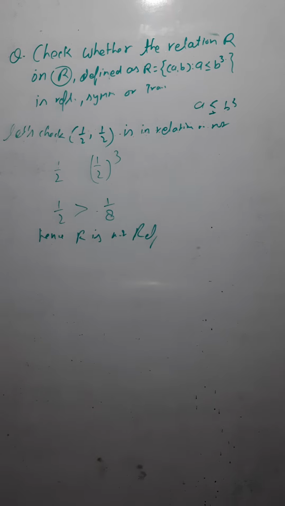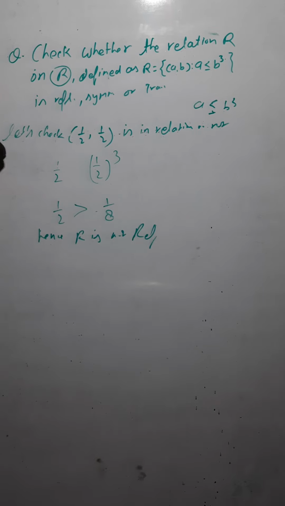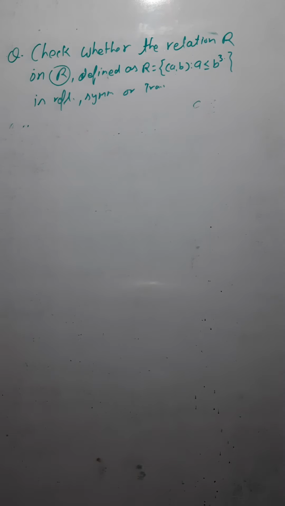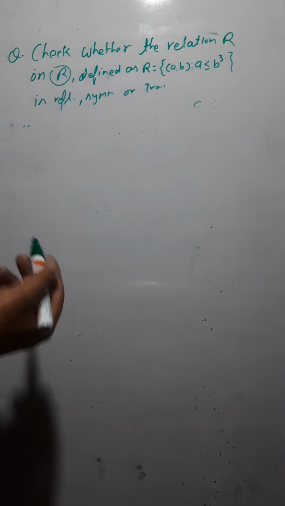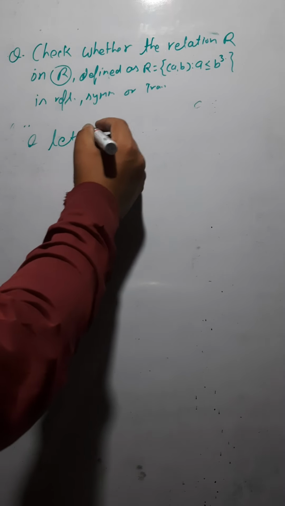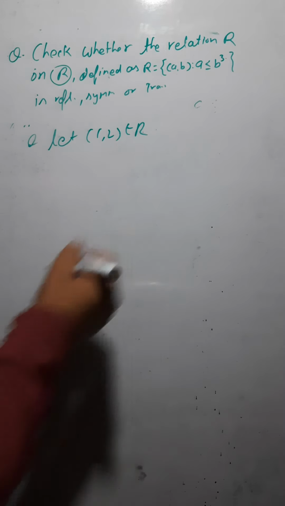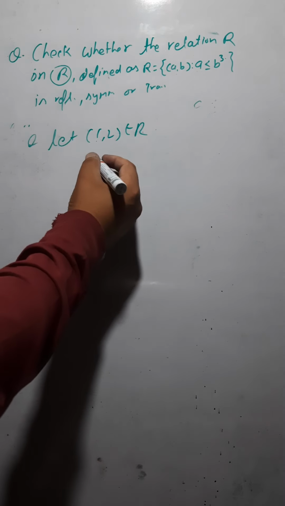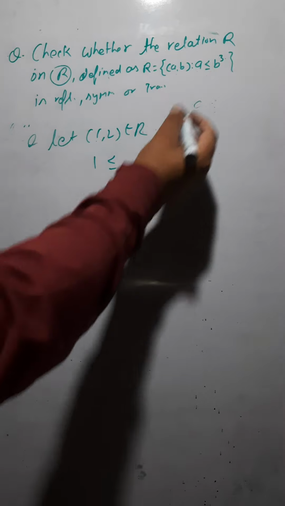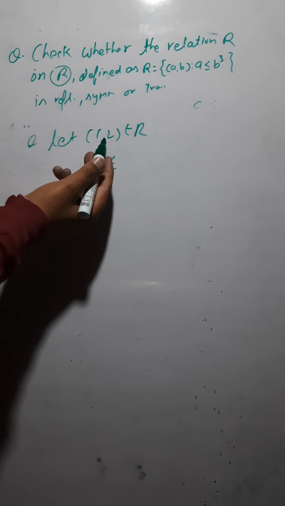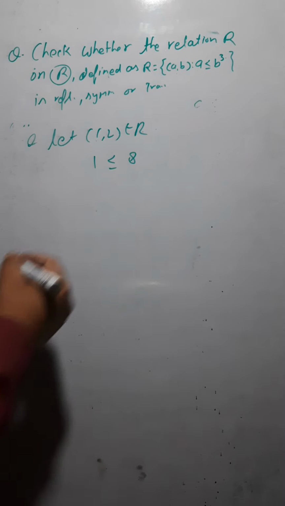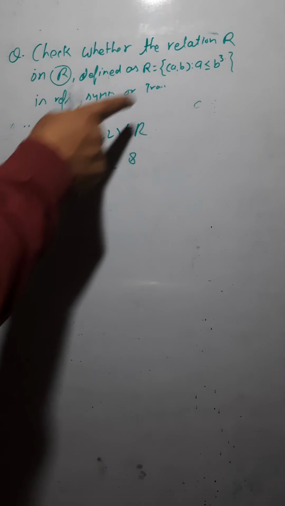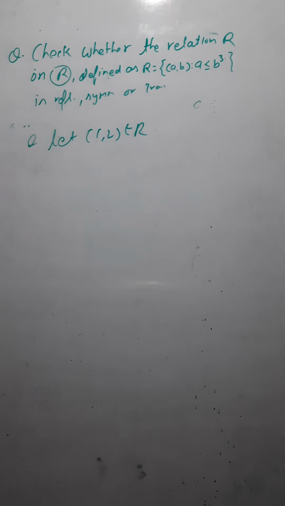Now we would check whether the given relation is symmetric or not. How would you check that? For that we would take the reverse element and see whether it is there. Let's say (1, 2) is there in the relation. Can it be? Yes. If you see, a, which is 1, should be less than or equal to the cube of the second one. The second element is 2, so its cube is 8. So yes, you can say that 1 is less than 8, isn't it? So it is following the condition. Hence this ordered pair is there in the relation.